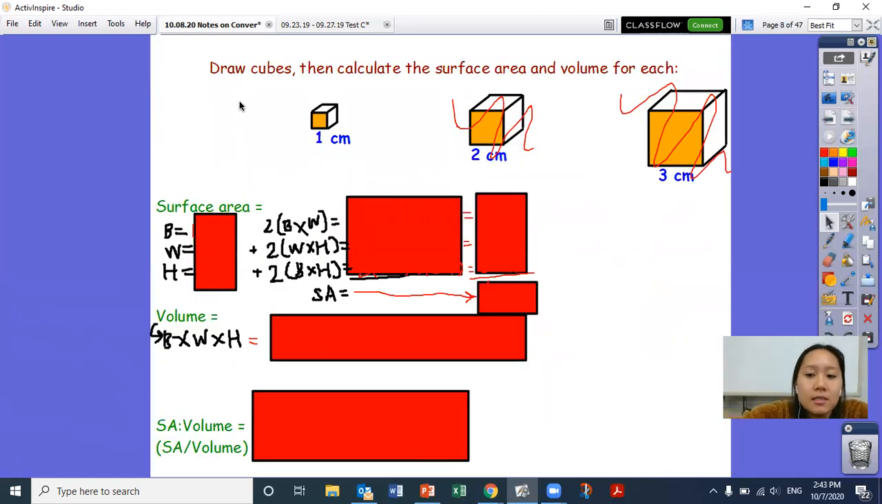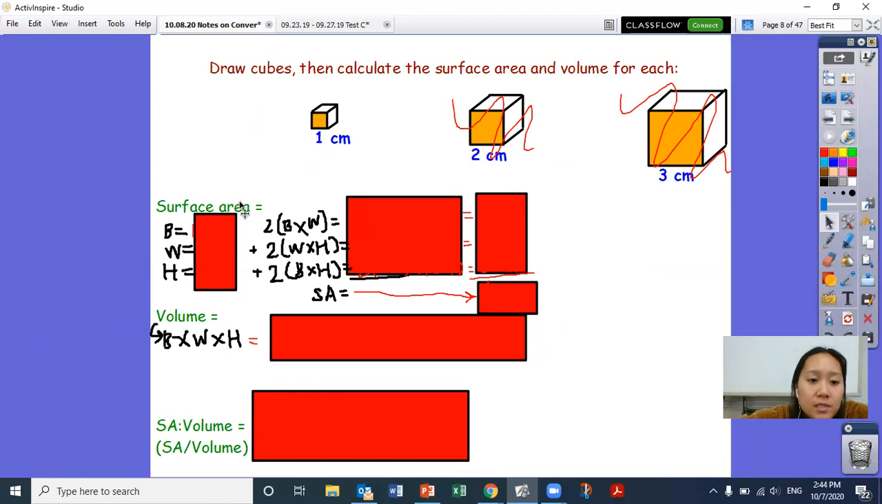So I'm going to ask that in your practice, you're also going to do something similar as a follow-up to this section. You're going to draw cubes and then calculate the surface area and volume for each in order to find the surface area to volume ratio. I'm going to do the 1 centimeter cube with y'all, and then on your worksheet, you'll do the 2 centimeter and the 3 centimeter, okay?